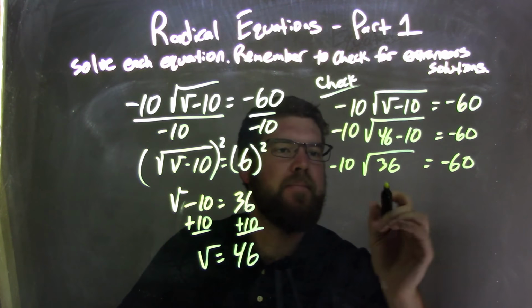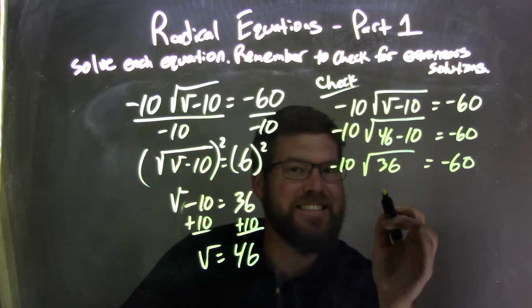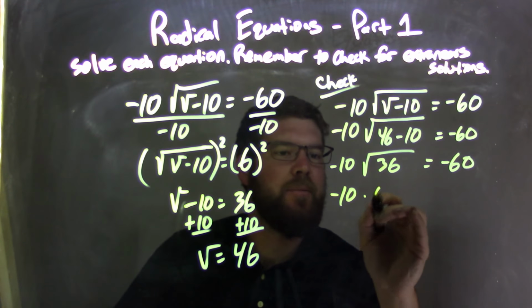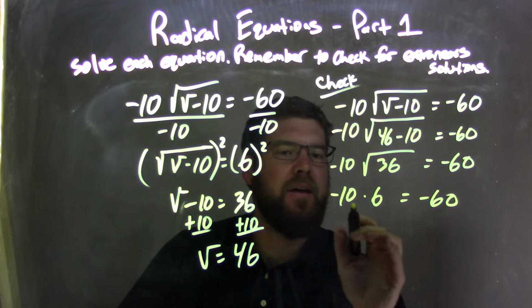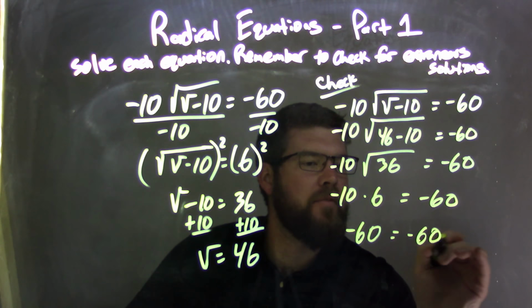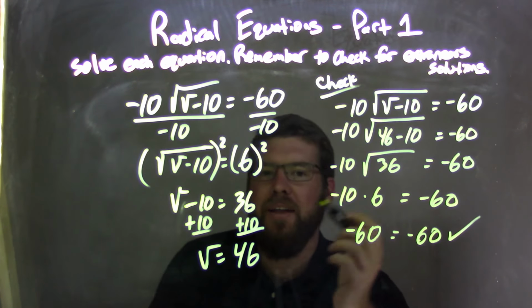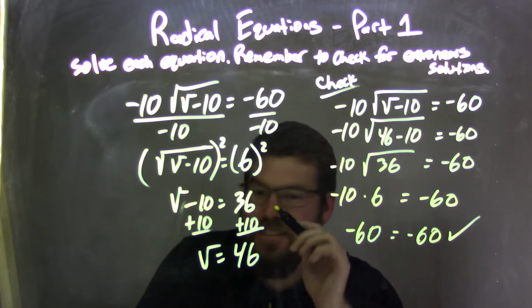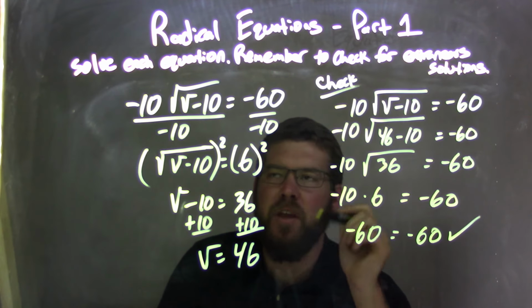So negative 10 times the square root of 36 equals negative 60. The square root of 36 is just 6, so I have negative 10 times 6 equals negative 60. And negative 10 times 6 is negative 60. Fantastic, left and right are equal, and so v equals 46 is my final answer. It's not extraneous. So let's recap.